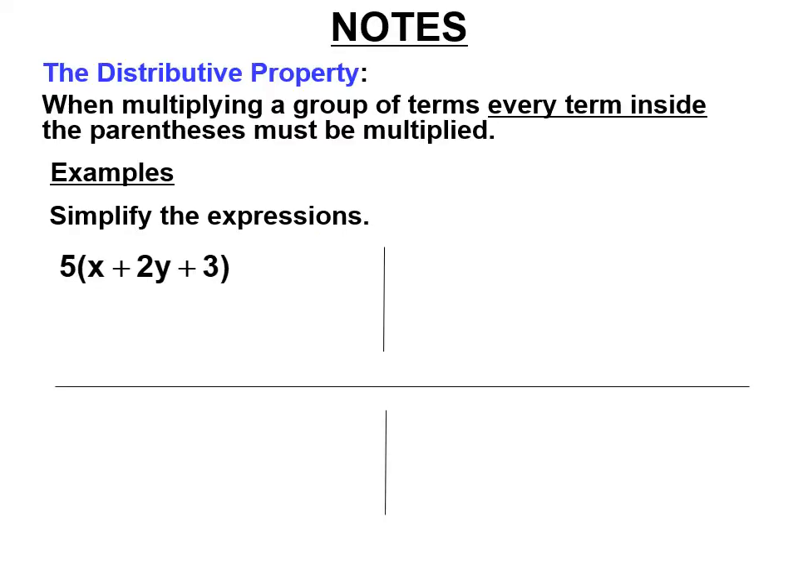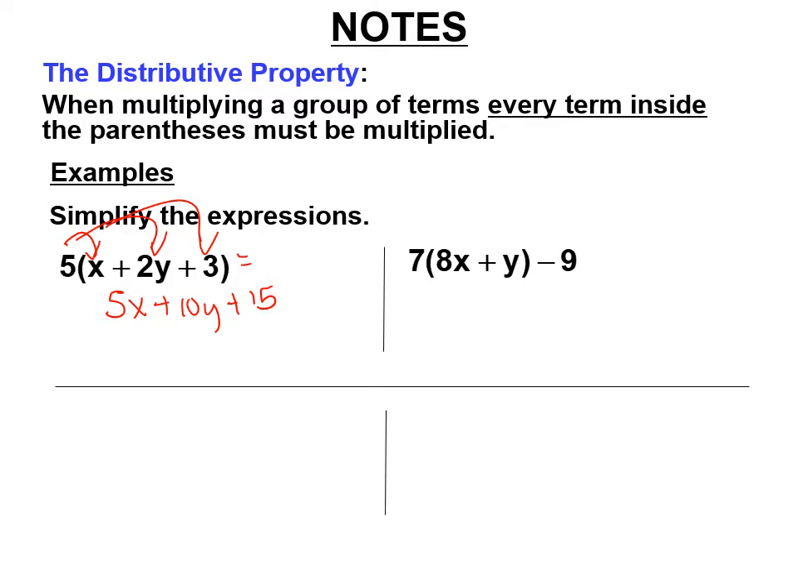All right, the distributive property says when you're multiplying a group of terms, and parentheses make groups, so do brackets, so do the top and bottom of a fraction, you have to multiply everything inside the group. And so this is easy enough. It should be a review, right? It's 5 times x is 5x, 5 times 2y is 10y, and 5 times 3 is 15.